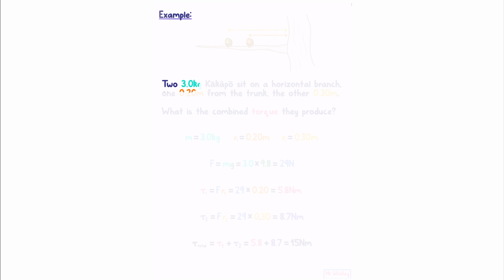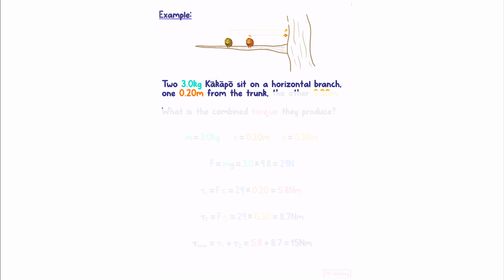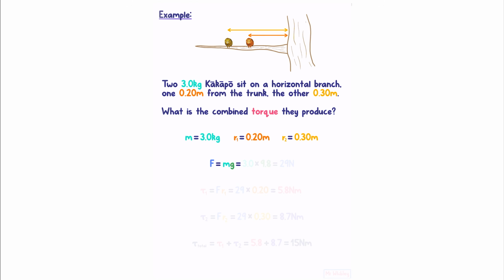Two 3.0 kilogram kakapo sit on a horizontal branch. One 0.2 meters from the trunk, the other 0.3 meters. What is the combined torque they produce? We have the mass of each bird and also their radiuses. The gravitational force the birds produce is equal to their mass times the acceleration due to gravity, which is 3 times 9.8, giving us 29 newtons.